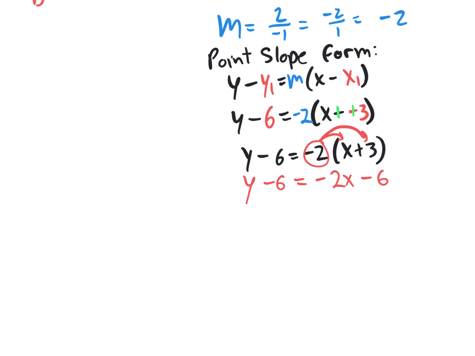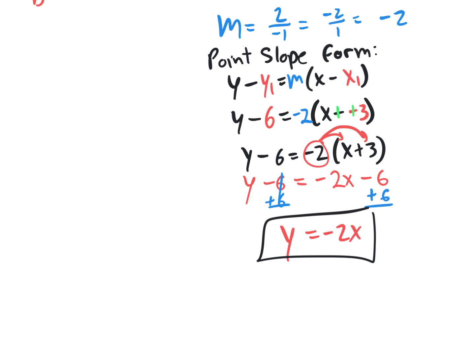And then from there, we want to get the y by itself. So we're going to have to add 6, and in this case, we end up with y equals -2x plus 0. You don't really need to put the plus 0. You could put it if you want, but I'm not going to leave it there. I'm just going to leave it as y equals -2x. And this is in slope-intercept form.